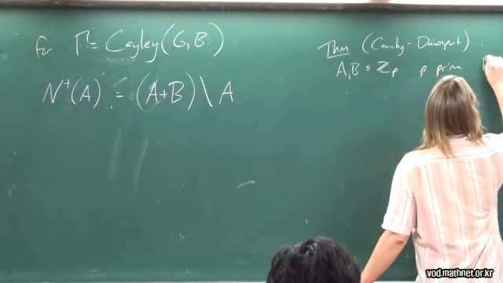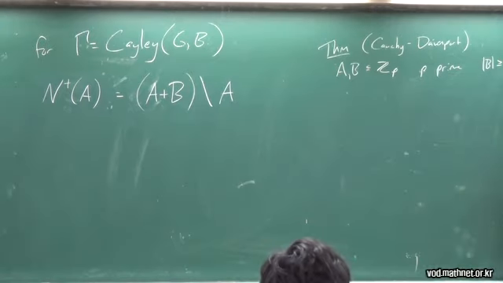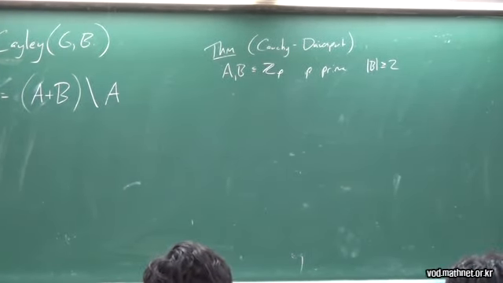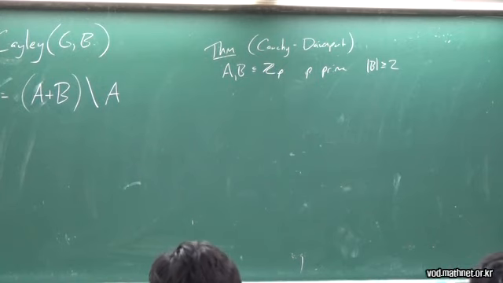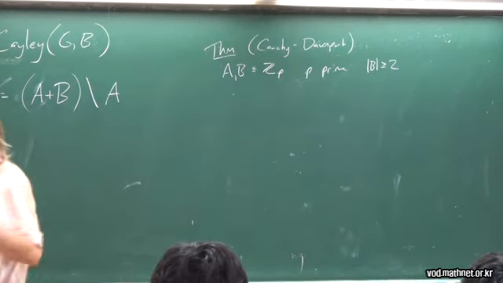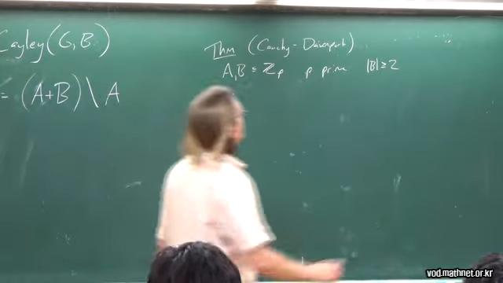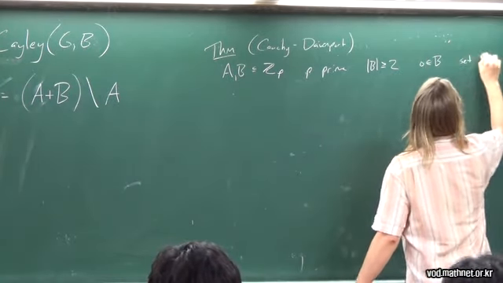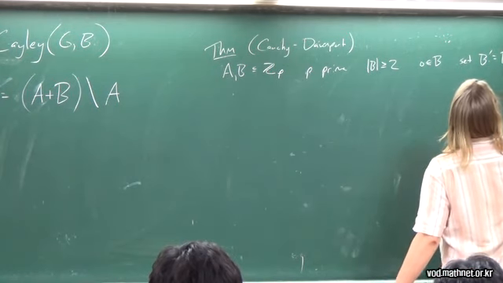I'm going to assume the size of B is at least 2. That's not really a serious assumption. When B has size 1, the size of A plus B is the size of A. Another thing I'm free to assume for the purposes of Cauchy-Davenport is that the set B contains 0, right? Because you can always shift B so that it contains 0, and it doesn't affect the sumset. So I'm going to assume 0 is in B, and I'm going to set B prime to be B without 0.